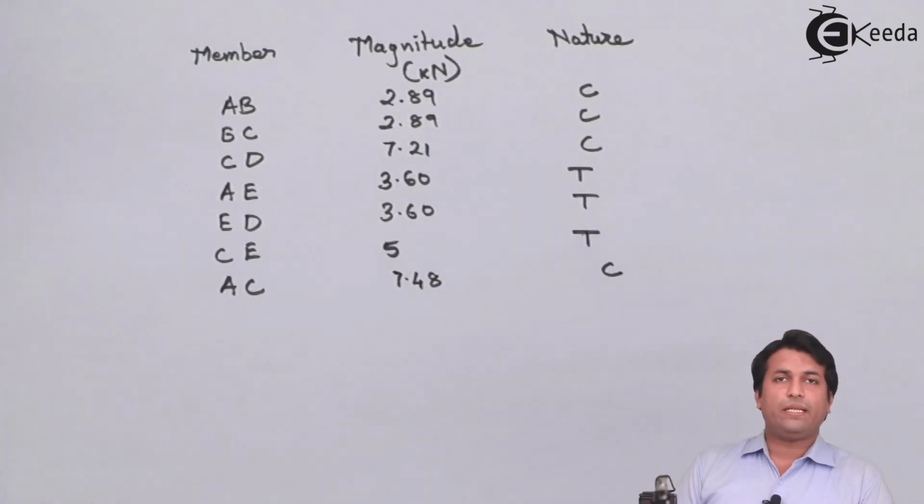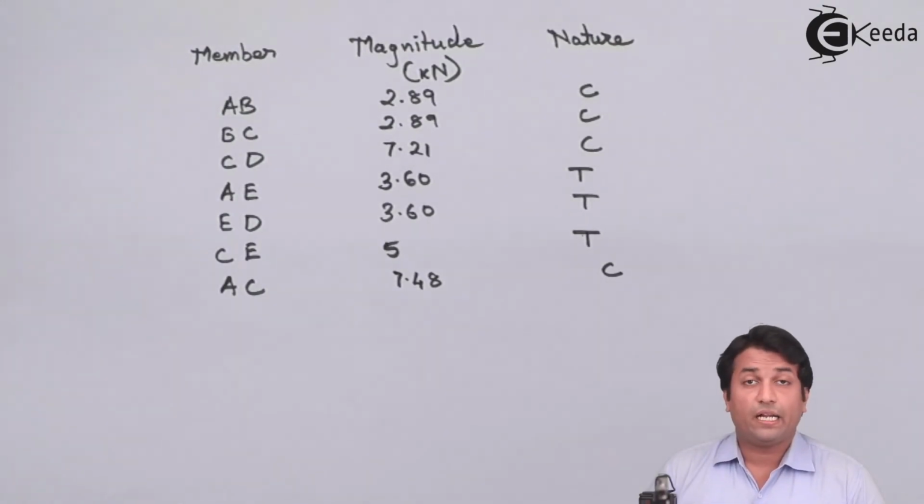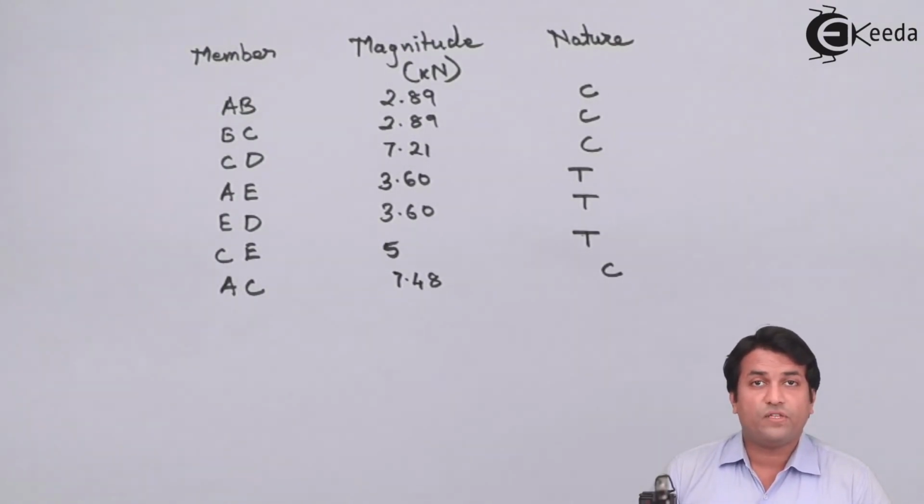Now I'll take one more example, and in that I'll show you the n number of zero forces that can be occurring in a given example.